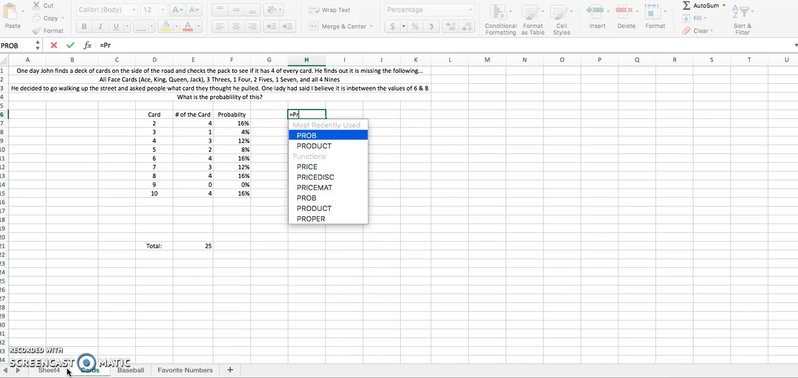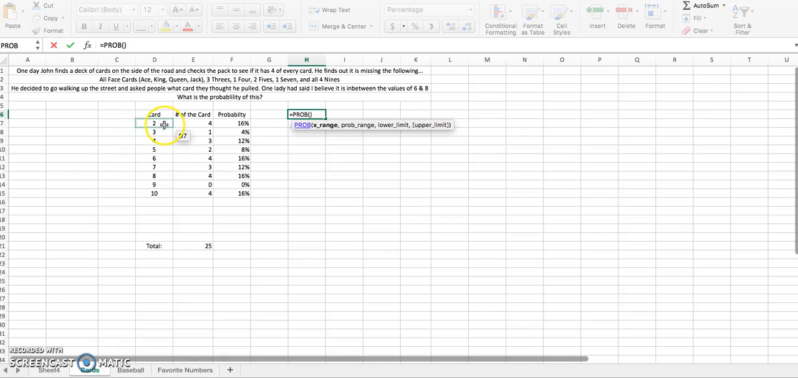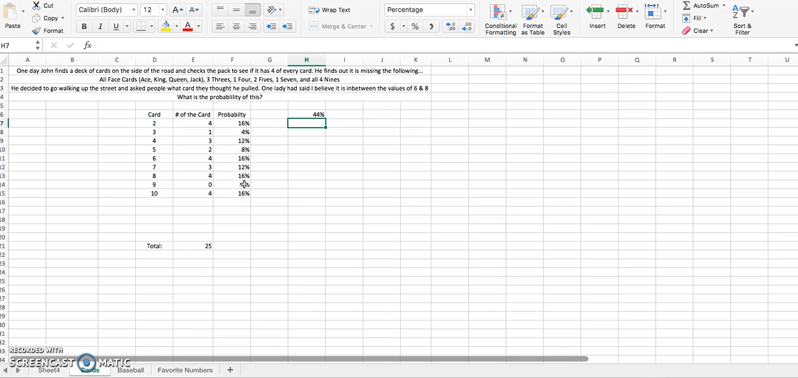So equals PROB. Tab on over. We want the X range. The X range is our card value, or the card number. The probability range, obviously, is the percentage probability. The lower limit would be 6, and our upper limit would be 8. That's our cap. That's 44% that someone will pick a card 6, 7, or 8.